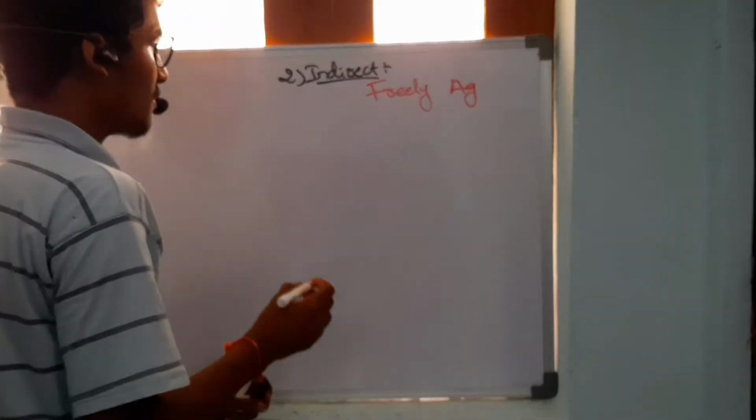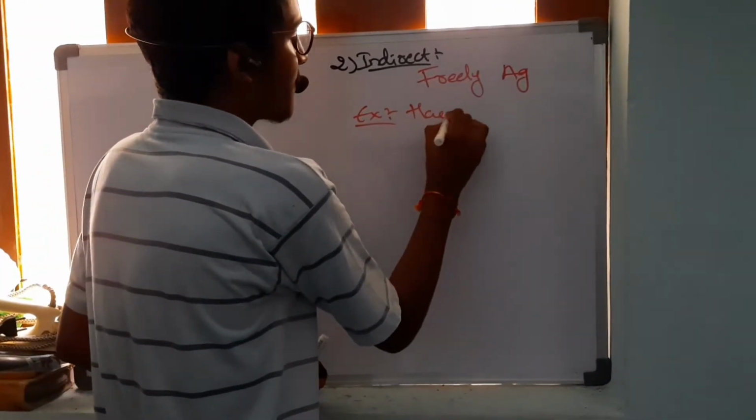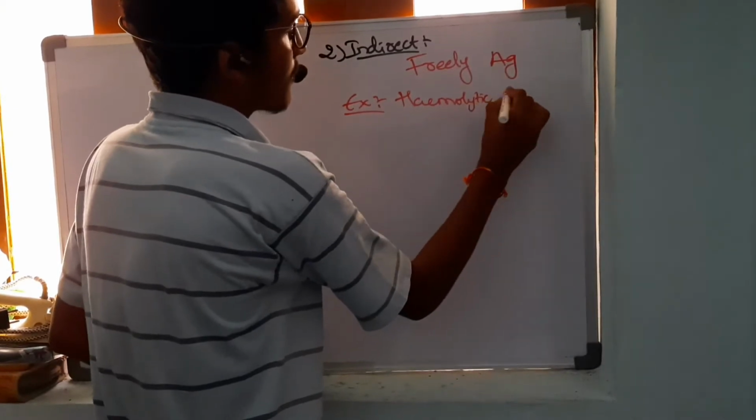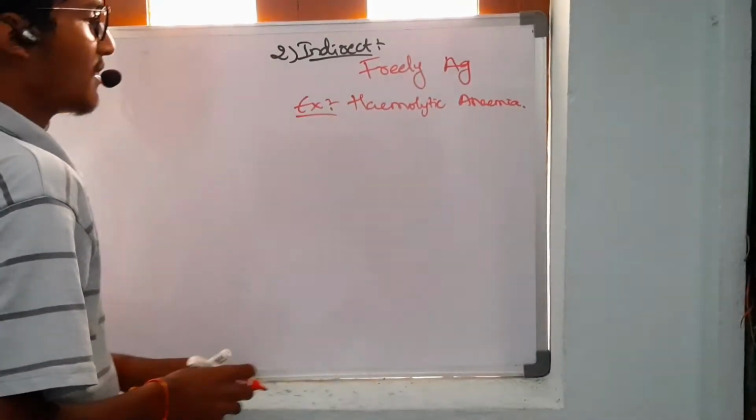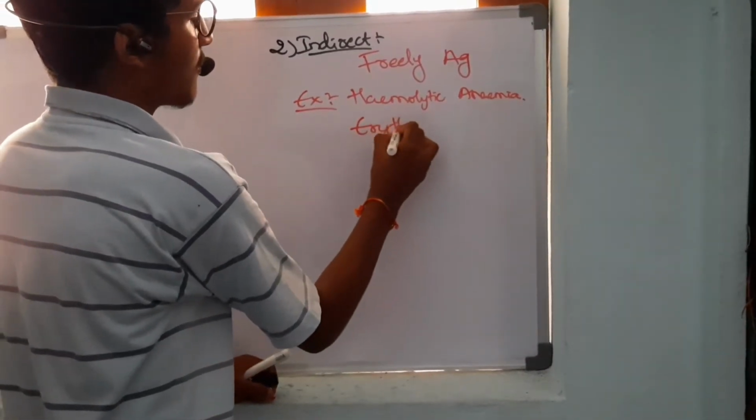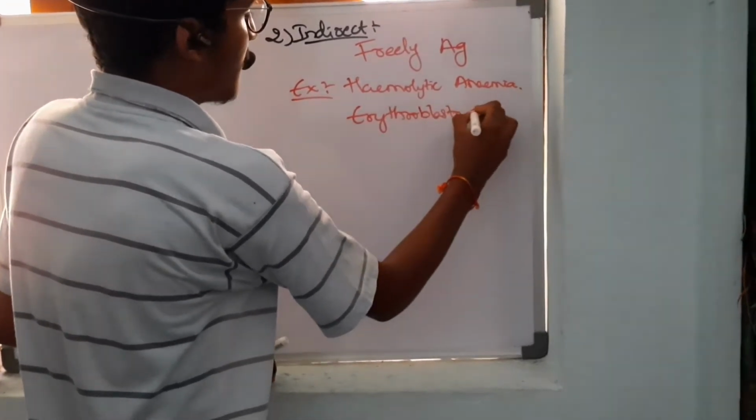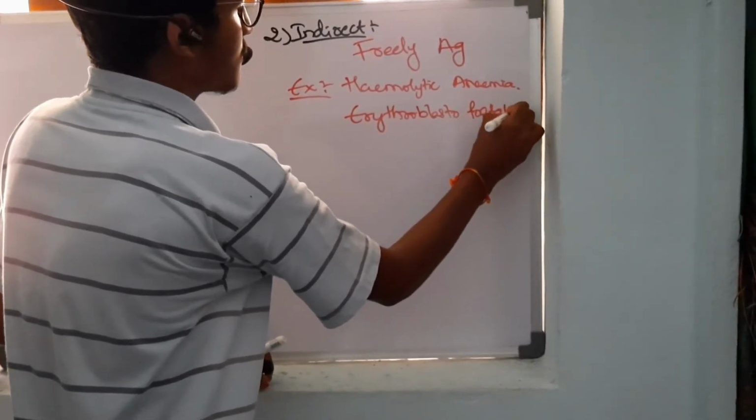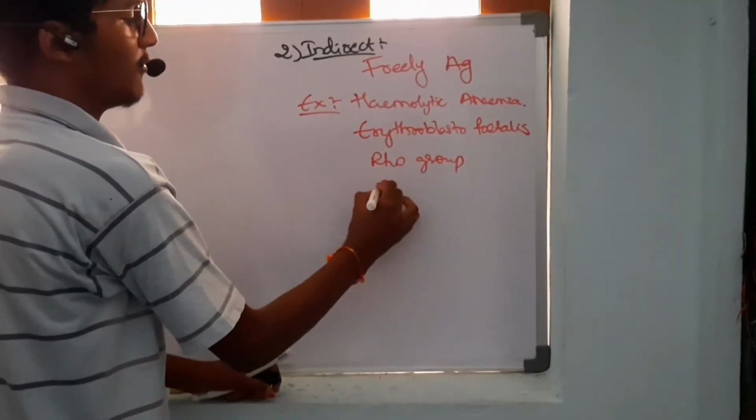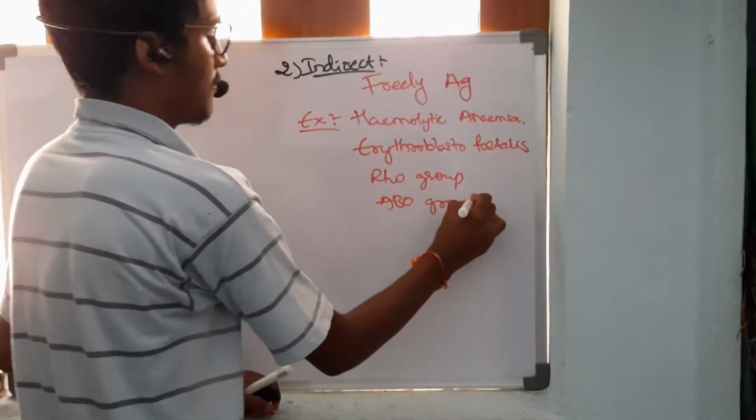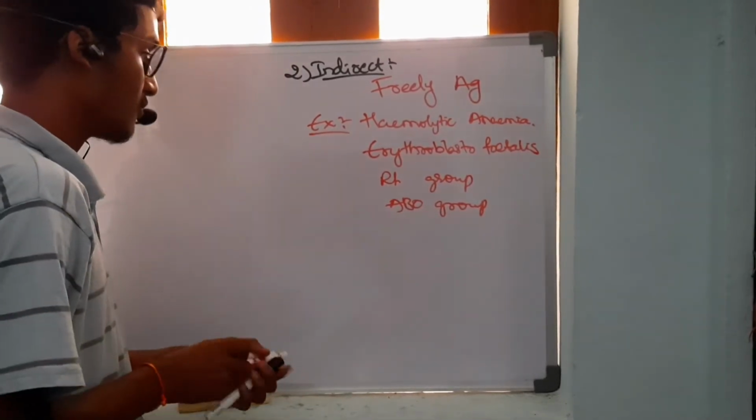Examples of the indirect test are hemolytic anemia, erythroblastosis fetalis, Rh group and ABO group. These are the examples of the indirect Combs test.